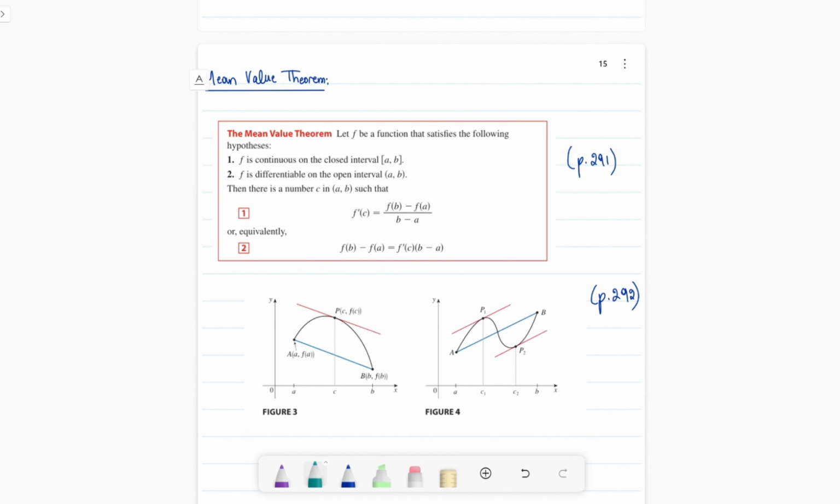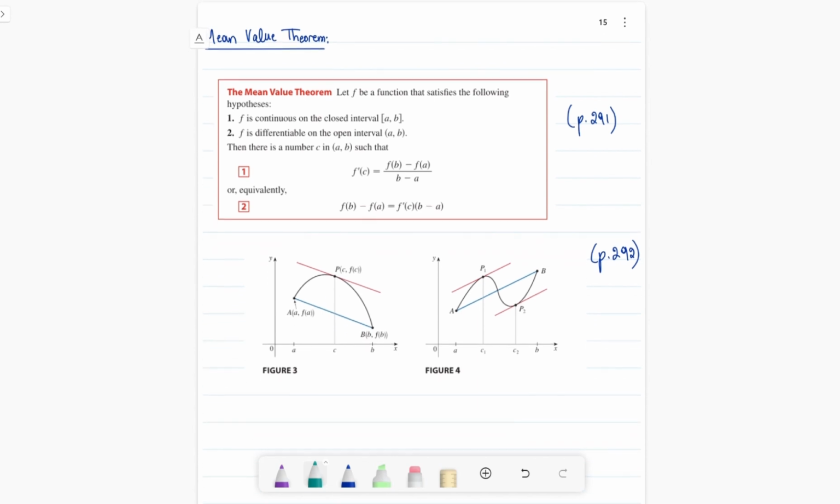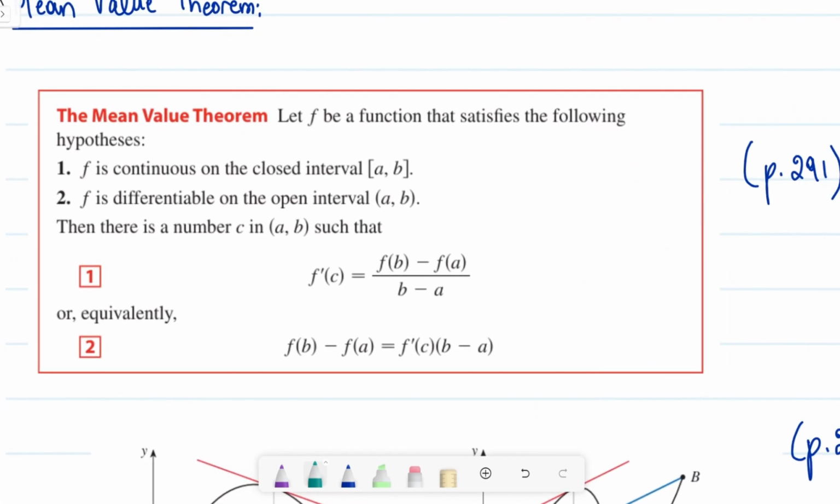We will now move on and learn about the mean value theorem. So what is the mean value theorem? Let f be a function that satisfies the following hypotheses. Number 1, f is continuous on the closed interval a to b. Number 2, f is differentiable on the open interval a to b. Then there is a number c in (a, b) such that the derivative at c equals f of b minus f of a divided by b minus a, and we can rewrite this by moving the b minus a to the other side, so this becomes f of b minus f of a equals f prime of c times b minus a.